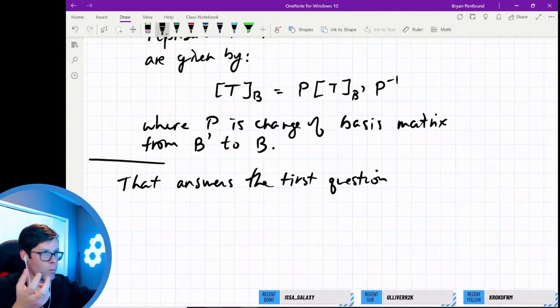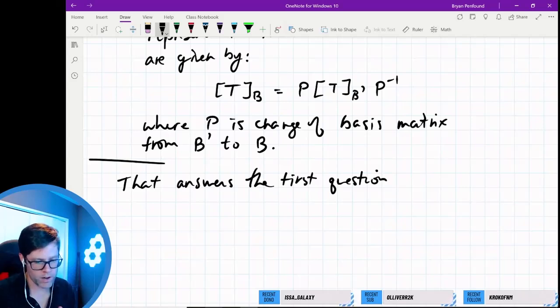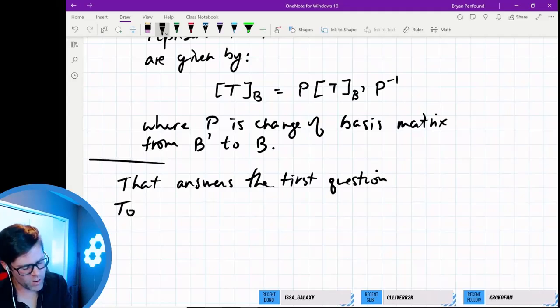Well, to get from one to the other, I just need to find the change of basis matrix from the two bases that we're working with, and then do some kind of matrix multiplication. So to answer the second question, we're going to go off on a bit of a wild ride.